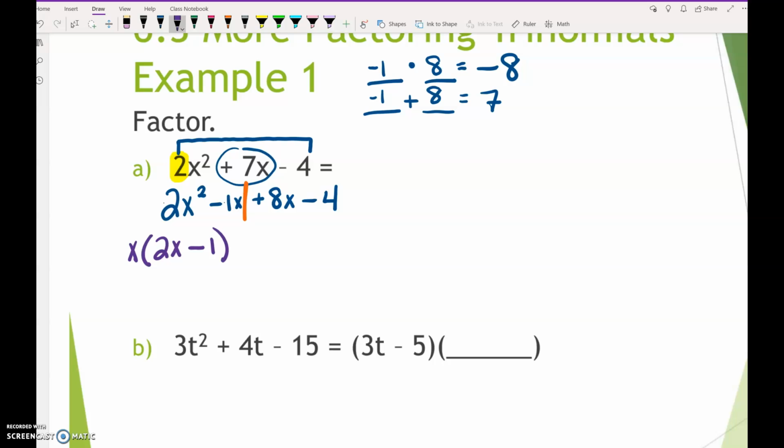Second group, 8x and -4. What do they have in common? 4. 8x divided by 4 is 2x. -4 divided by 4 is -1. So our factored form is x plus 4, 2x minus 1.